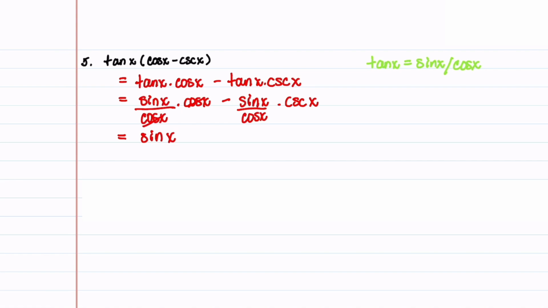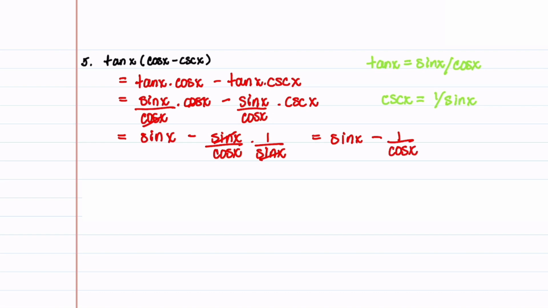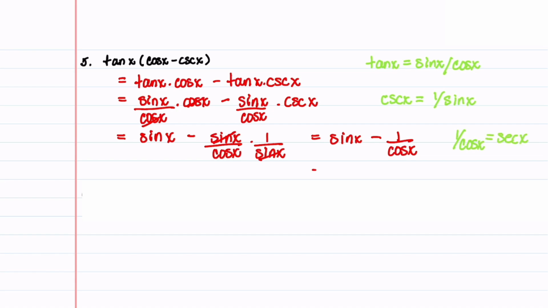And then let's notice that cosecant x is 1 divided by sine x, so we can plug that in. So this becomes minus sine x divided by cosine x times 1 divided by sine x. And we can see that our sine x cancels. This gives us sine x minus 1 over cosine x. And then we know that 1 divided by cosine x is secant x. This gives us sine x minus secant x.